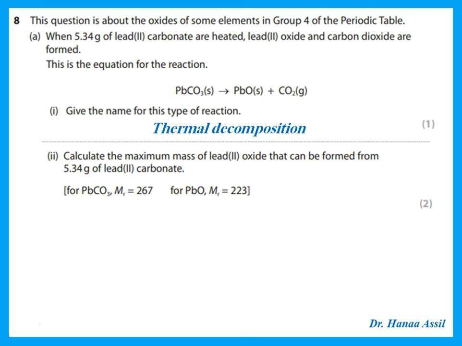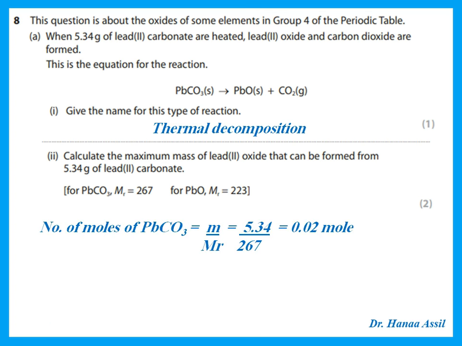Calculate the maximum mass of lead oxide, so he wants mass of lead oxide, that can be formed from 5.34 grams of lead carbonate. So he's giving me information about lead carbonate and he's asking about mass of lead oxide. So what is the first thing we should do? He gives me mass of lead carbonate. So the first thing I should do is get number of moles of lead carbonate. Number of moles is mass over molecular mass. He already gives me the molecular mass. So this gives 0.02 moles.